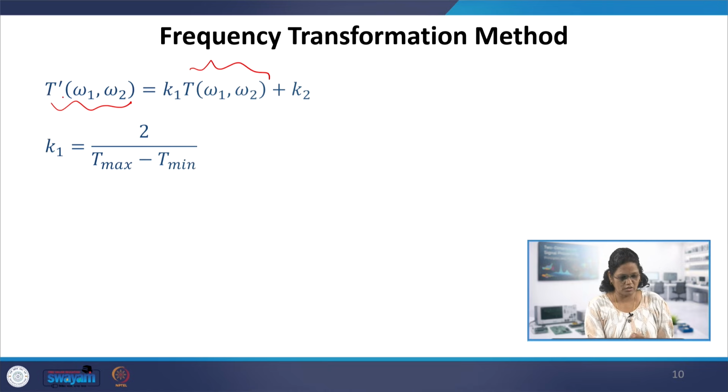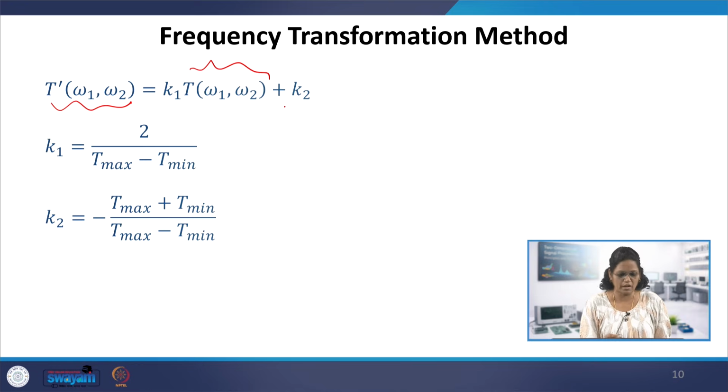So one such iteration can be T dash of omega 1, omega 2 equal to k1 T of omega 1, omega 2 plus k2. So T is not simply taken, it is multiplied with some constant k1 and adds k2. What are the k1 and k2 values practically used? They are 2 by (T max minus T min) for k1, and minus (T max plus T min) by (T max minus T min) for k2. These are the standard procedures which we can follow. Here T max and T min are the maximum and minimum values of T of omega 1, omega 2.